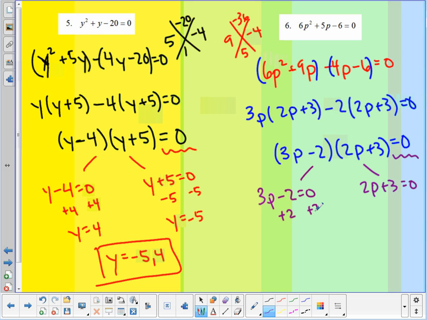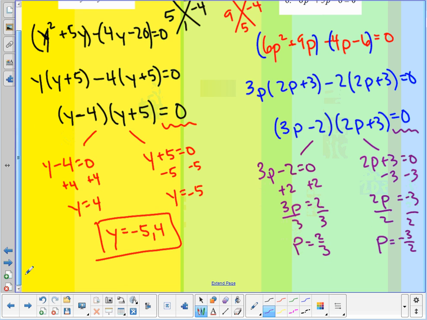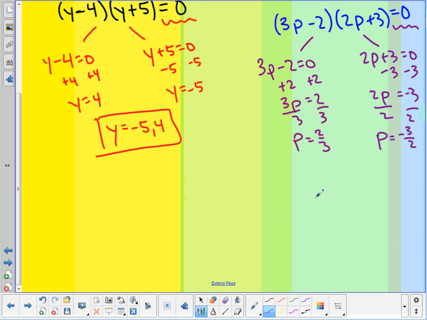Over here, add your 2, and then divide by 3. Over here, subtract the 3. I get 2p equals negative 3. Divide by 2. P is equal to negative 3 halves. So then I list out my solutions. P is equal to negative 3 halves and 2/3.